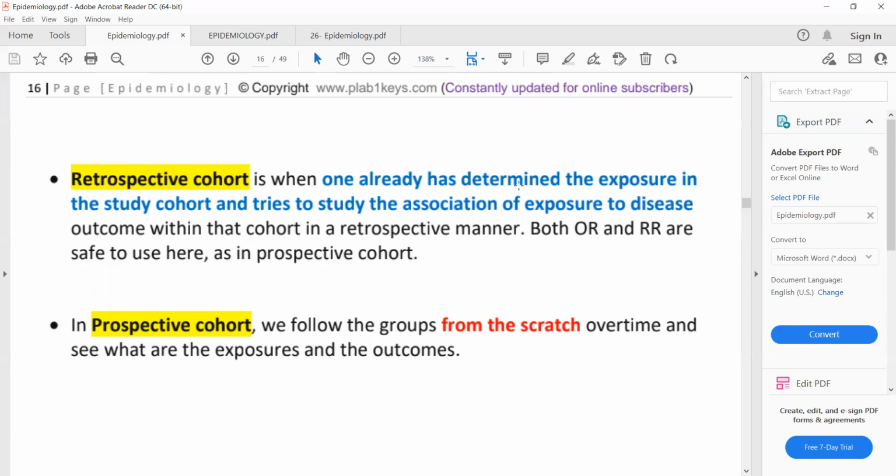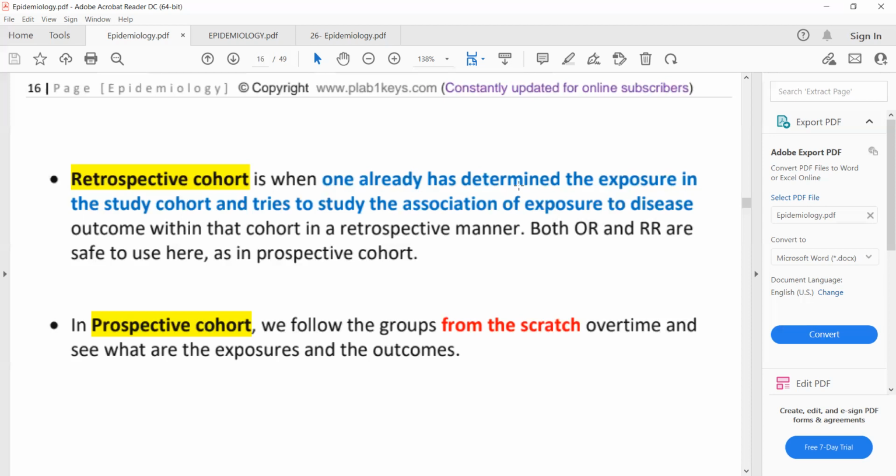So the odds will be, let's suppose 4 got the disease out of 10 and 6 did not get the disease. The odds will be 4 over 6. Similarly, if we divide the odds of the exposed group by the odds of the non-exposed group, or diseased group and not diseased group, then it is known as the odds ratio.